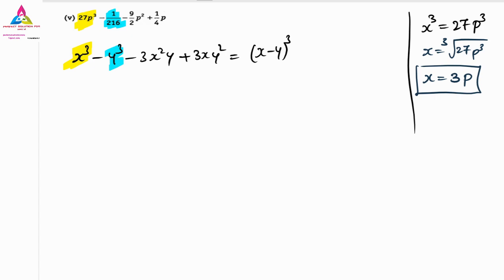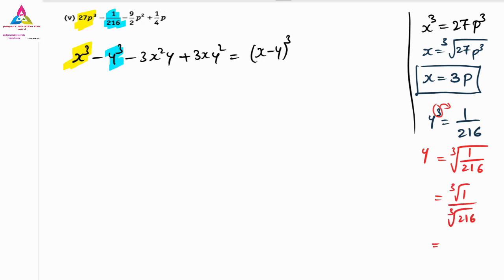Similarly, we have to go for the y cube. Y cube we have 1 by 216. Several students will find difficulty here. Same method: the cube we shift to the other side, and it becomes a cube root. So cube root of 1 divided by 216 is cube root of 1 and cube root of 216. That is our y value.